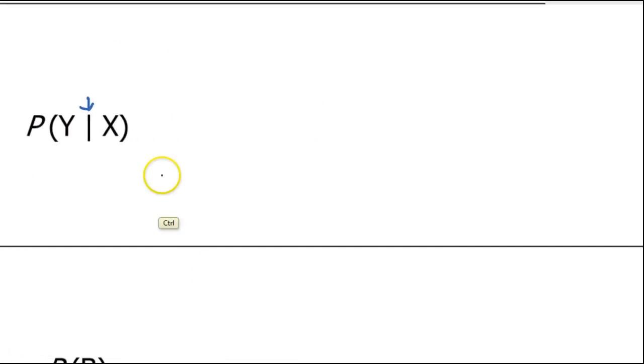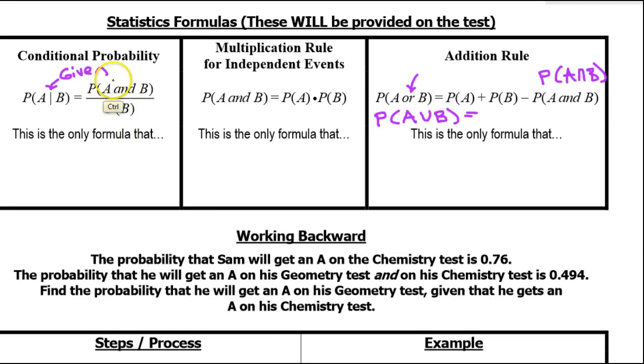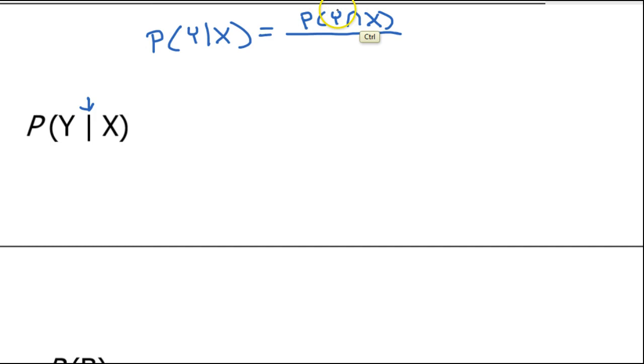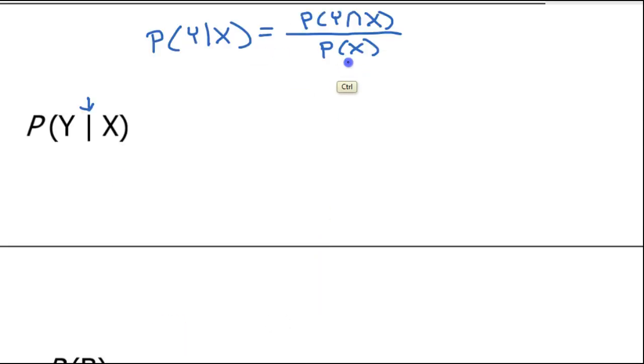So here goes the formula. I know that the probability of y given x is going to equal the probability of y and x. Alright, I'm looking at this formula. See, I have a and b, so I'm putting y and x over the probability of x. Okay, this is the given, right, in the denominator, and in the formula I notice that the given is in the denominator. Alright, so this is the formula.